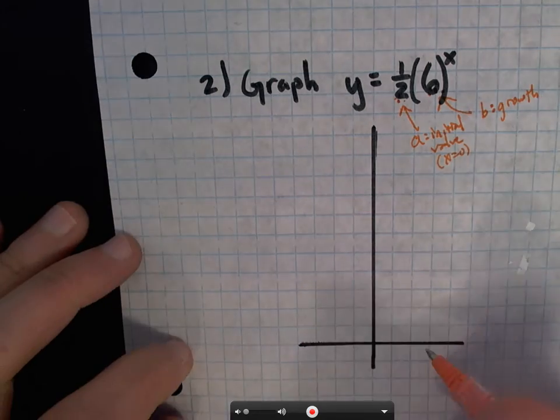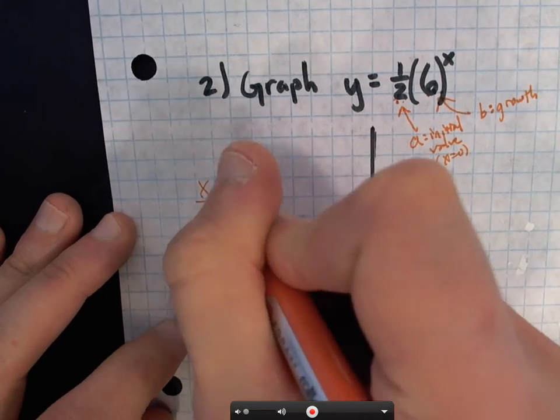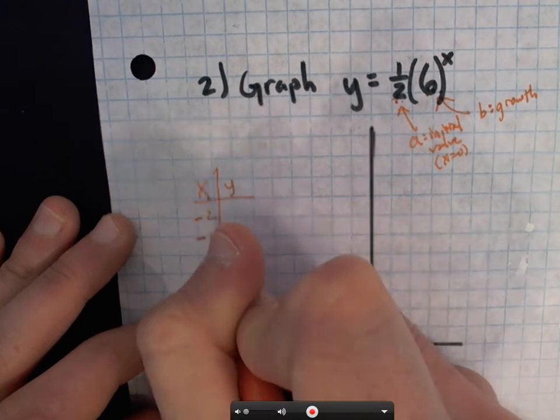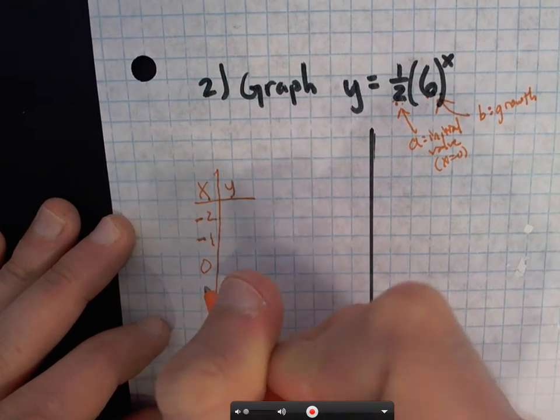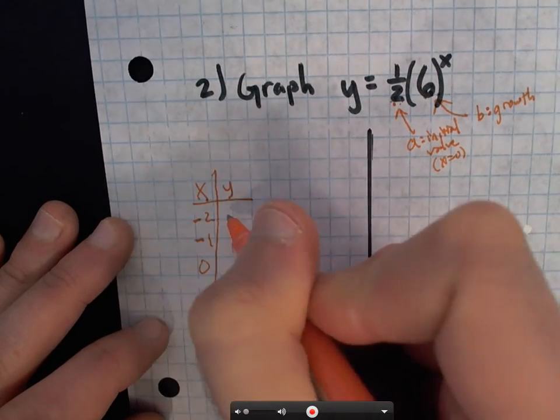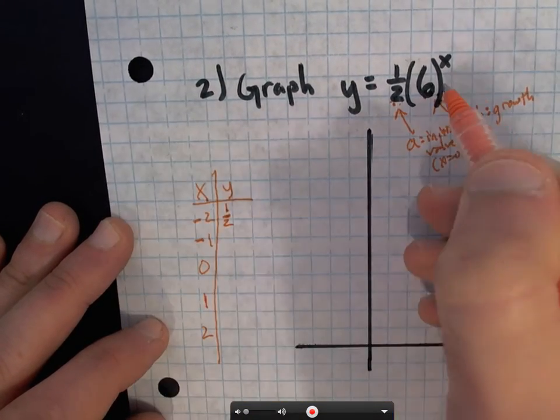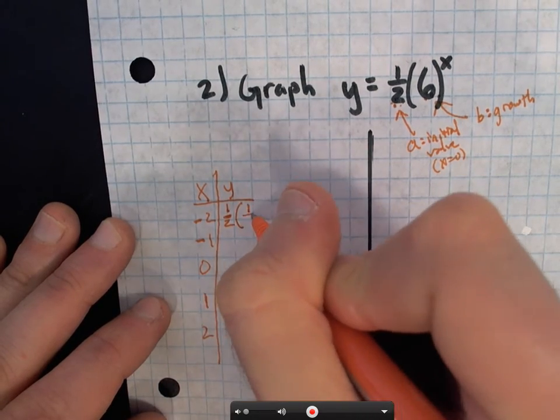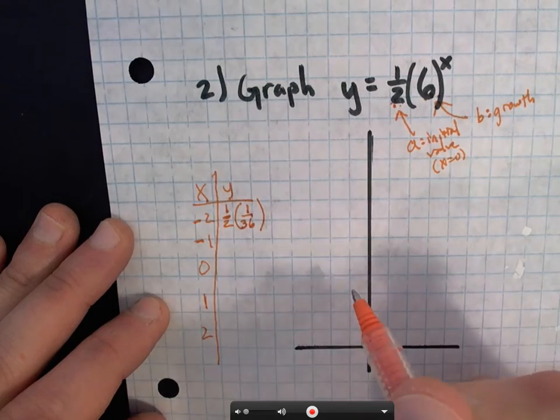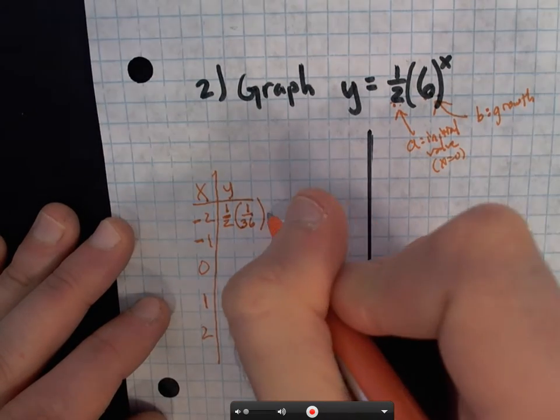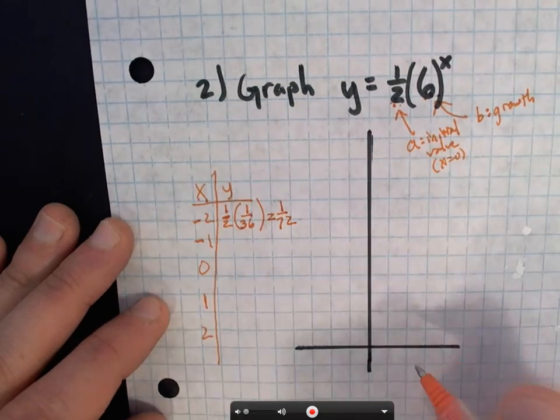So again, I'll just go and make a t-chart here. X, y, let's do -2, -1, 0, 1, and 2. All right, let's plug in here. So we have 1/2 times 6 to the -2. Well, we already calculated what 6 to the -2 is. That's 1/36. So I multiply straight across. That's even smaller. So that's 1 over 2 times 36. That's 1 over 72. Super tiny.